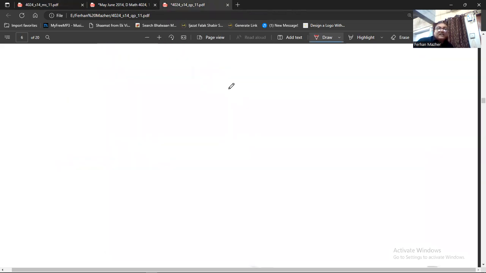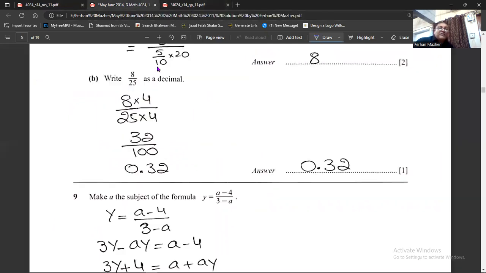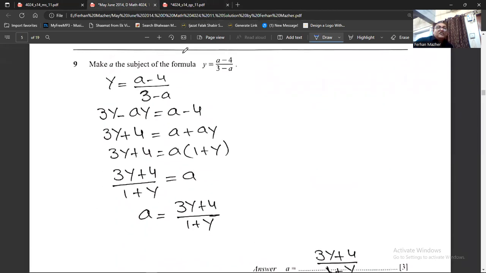Question number 9, and it's a 3 marks question. He says, make A the subject of the formula. A is in 2 places, here and here. So just cross multiply it. Take this to this side, so 3y minus ay equals a minus 4. Take this minus ay to the other side and bring this minus 4 to this side. So 3y plus 4 is equal to a plus ay.